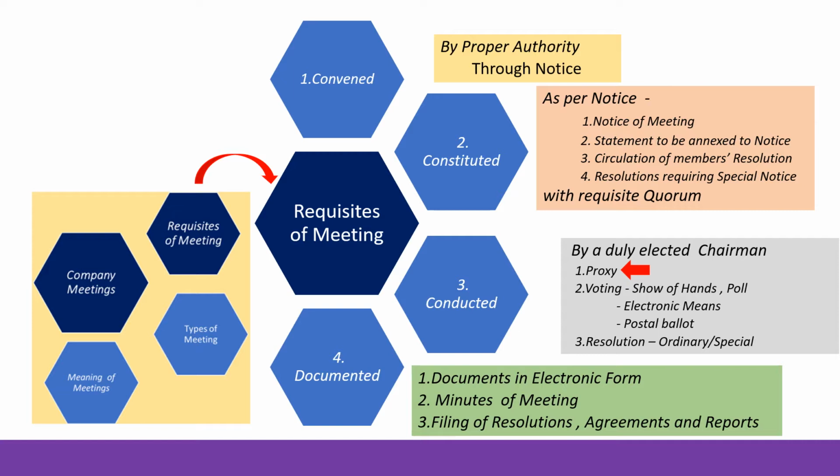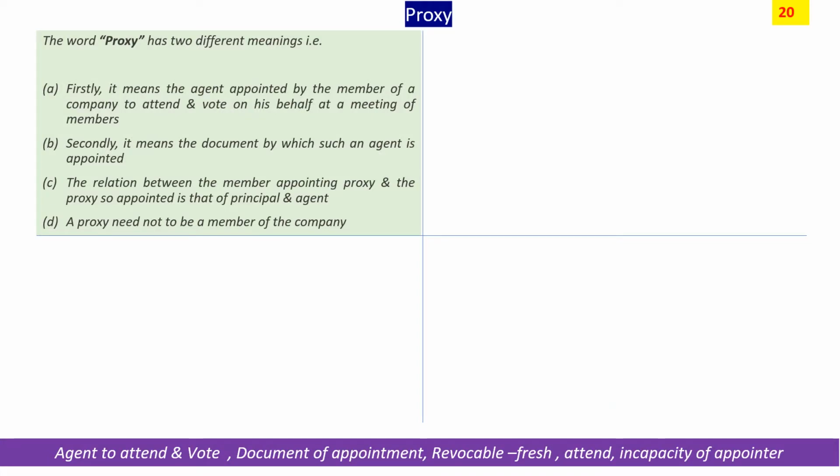And when the meeting is conducted, a member can attend in person or by proxy. Let us understand what this proxy part is. Proxy has two meanings. One, a person who attends is an agent. He is called a proxy. He attends and votes on behalf of someone else. And he carries a sheet of paper with him, authorizing him to attend the meeting. And that is a document. Proxy is both an agent and a document.